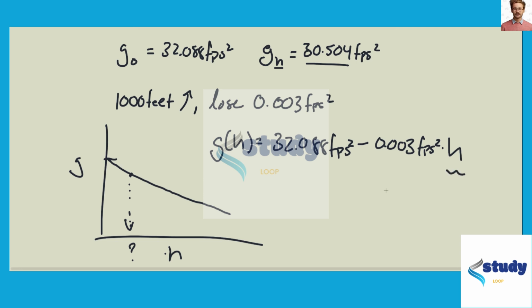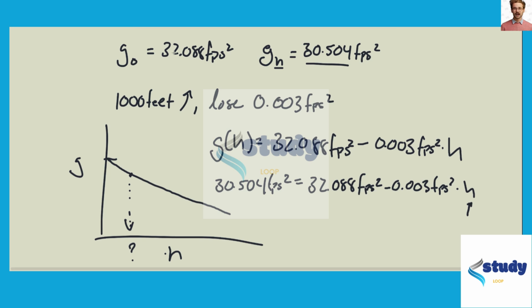So really all we've got to do is plug in the gravity at this known height and then solve for h. Right, so we know that gravity at the height we're interested in is equal to 30.504 feet per second squared, and that is equal to 32.088 feet per second squared minus 0.003 feet per second squared times h. h is what we're solving for. So we'll try to get h on one side of the equation.